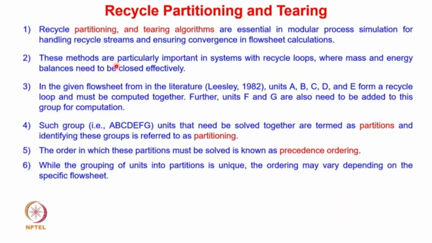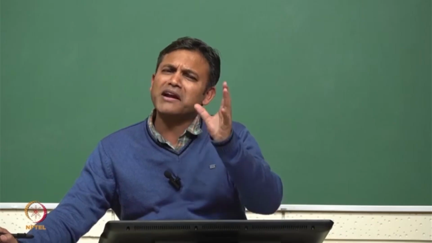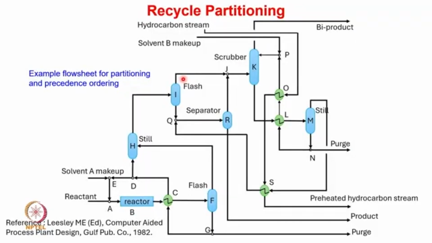Okay, so these methods are particularly important in systems with recycle loops where mass and energy balances need to be closed effectively. Now, remember so far we were looking at a very simple flow sheet, Williams and Otto. Let's look at a slightly more complicated flow sheet where several recycle streams are present. So you will see this is the new flow sheet. This flow sheet is given by Leslie Emmy in his book Computer Aided Process Plant Design. So you can see that now making the decision is not easy.